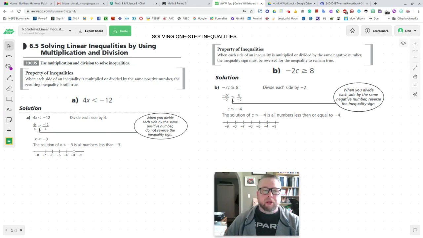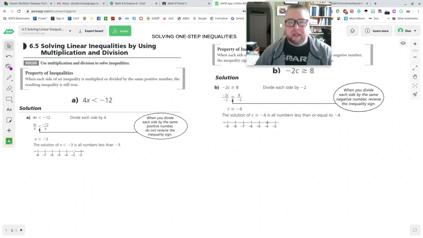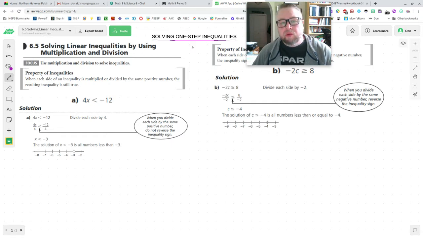It's going to be a two-part series this week. We're in a rather tough part of the unit. So the first, this is the lesson we're going to be covering: 6.5, solving linear inequalities by using multiplication and division. And the first thing we're going to do is just discuss solving one-step inequalities. And there's a number of rules that we're going to be focusing on.